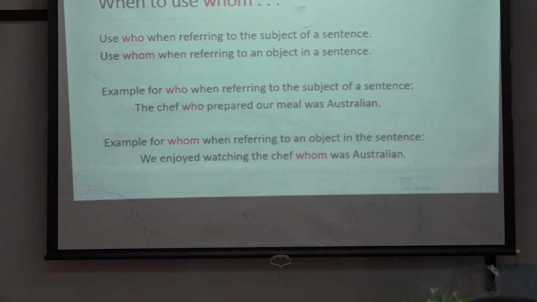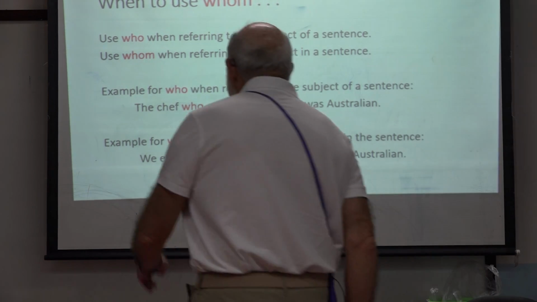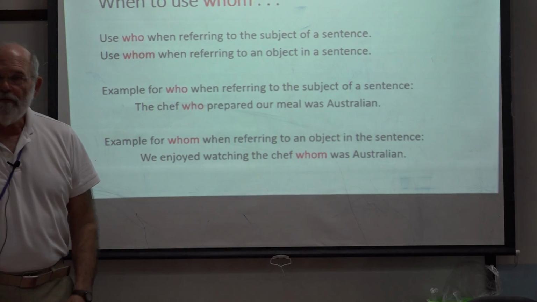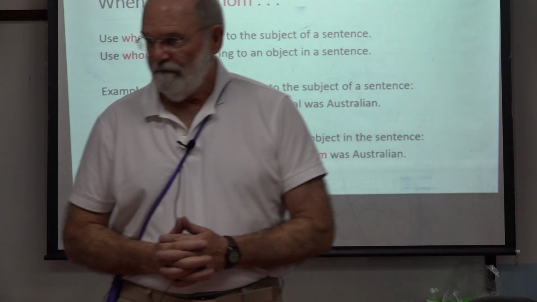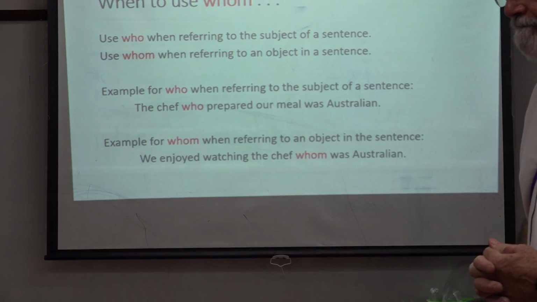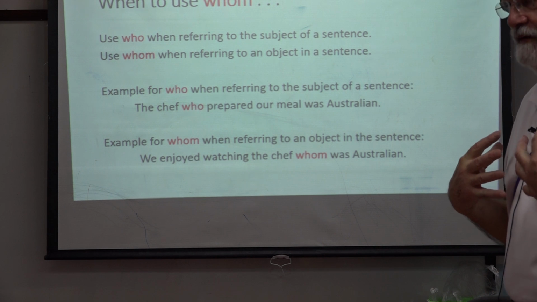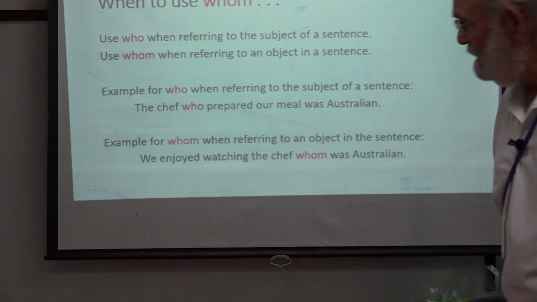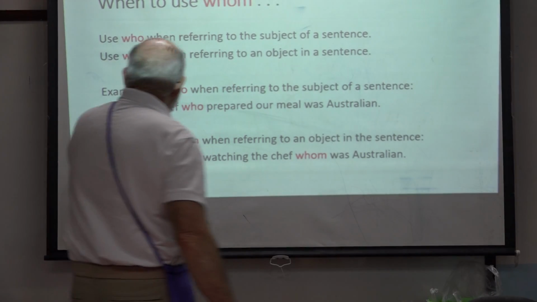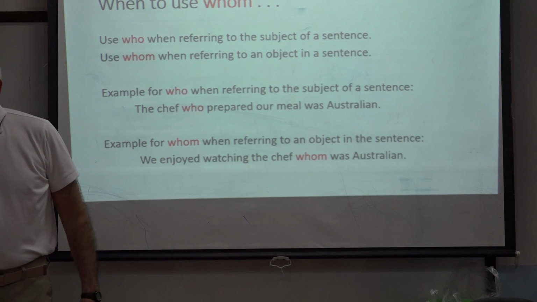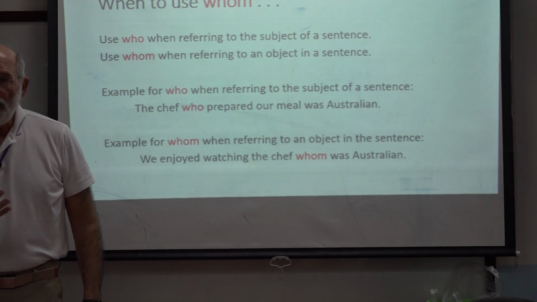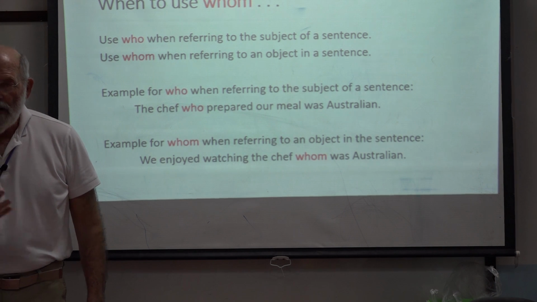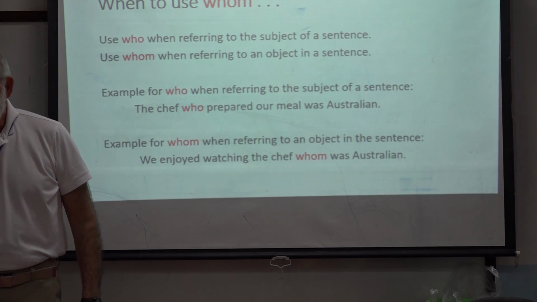Now, this is where it starts to get a little complicated. We use who when we're referring to the subject of a sentence. Okay? The subject is who's doing the action in a sentence. And we use whom, you pronounce the M on it. Who, whom. Who, whom.